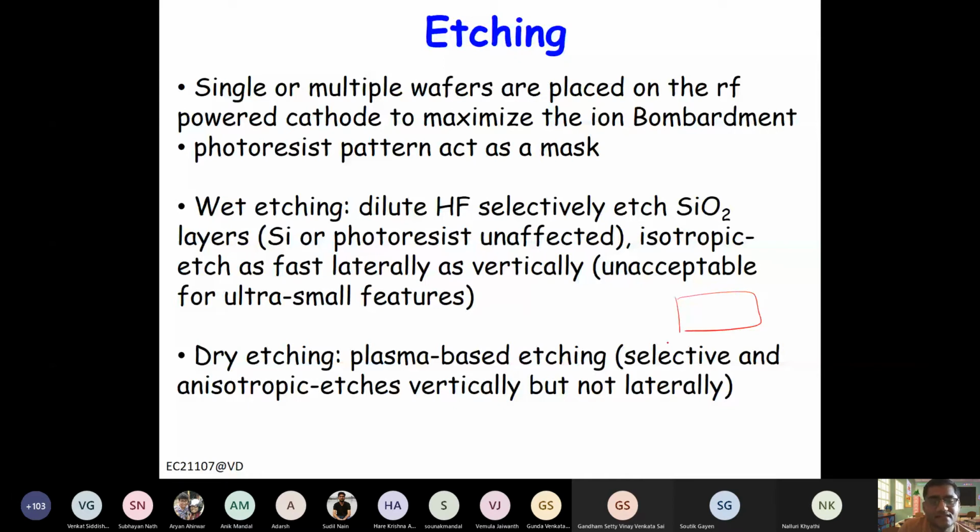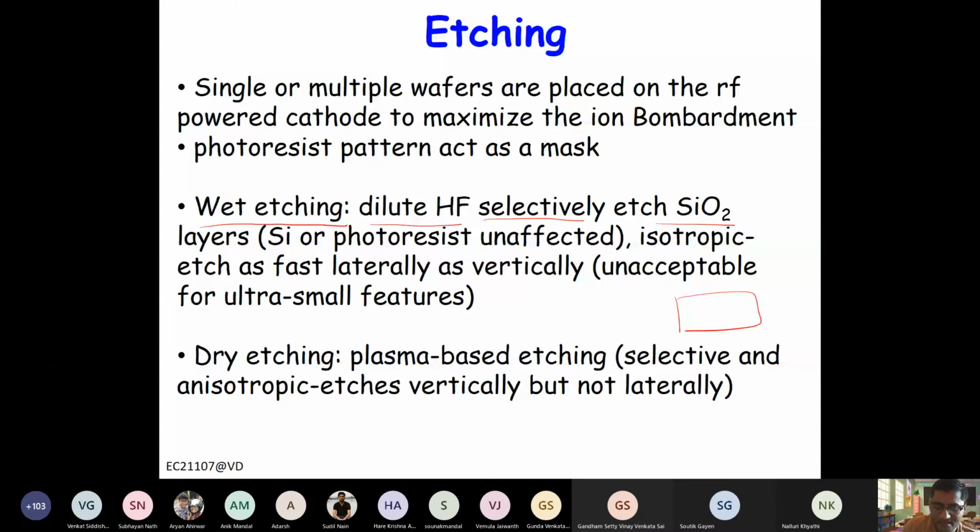But reactive ion etching basically consists of two types of etchant, and traditionally wet etching was used. It's also called chemical etching. So in wet etching, hydrofluoric acid selectively etches the silicon dioxide. Now selectivity is very important, right? It should not affect the photoresist or silicon, but it has a drawback that it is isotropic.